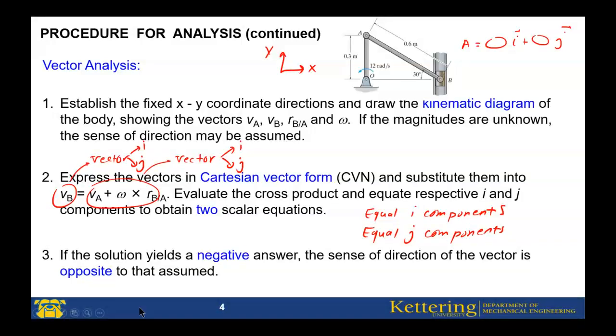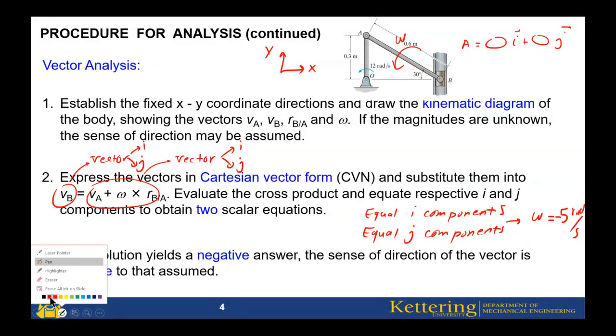Then, sometimes you will find some negative answers. Why is it negative? For example, for this one, you consider omega in this direction. However, when you solve this one, you will find omega, for example, -5 radian per second. It means that the direction that you selected is not correct. You need to return back and change the direction of the omega. This is the reason you have the omega as a negative.